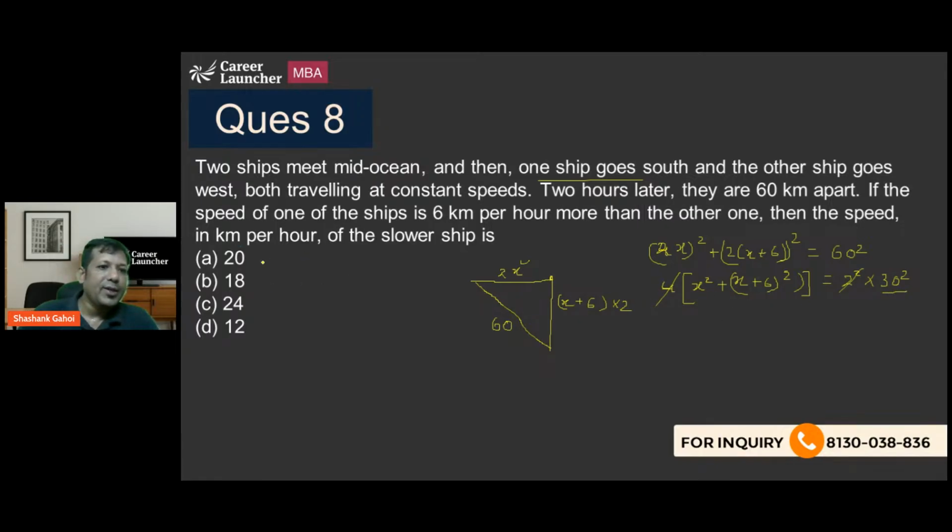If I check this one, 20 square plus 26 square is definitely greater than 30 square, so this can't be the answer. 18 square plus 24 square, that's going to be 30 square. Yes, so my answer is going to be option B. If you look at this, 24 square plus 30 square is definitely greater than 30 square, so it can't be the answer. 12 square plus 18 square definitely cannot be equal to 30 square, so this is also rejected. So here my answer of this question is going to be option B.